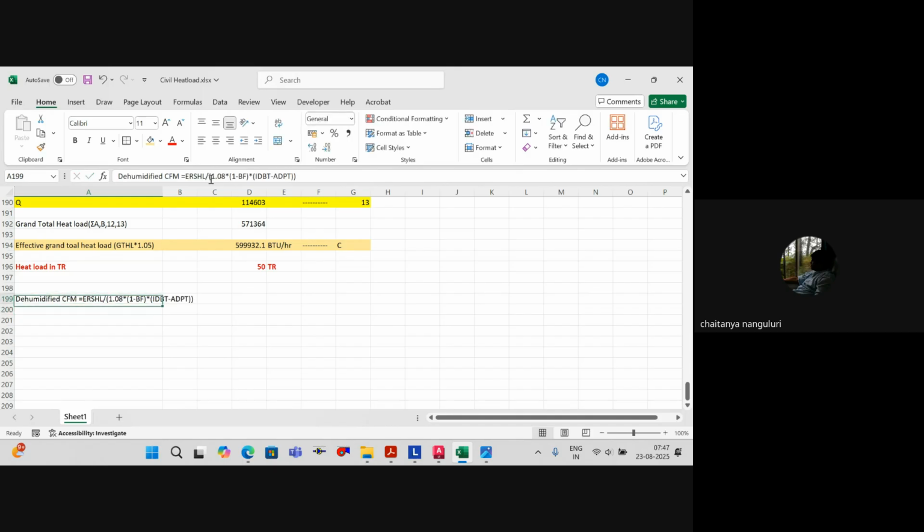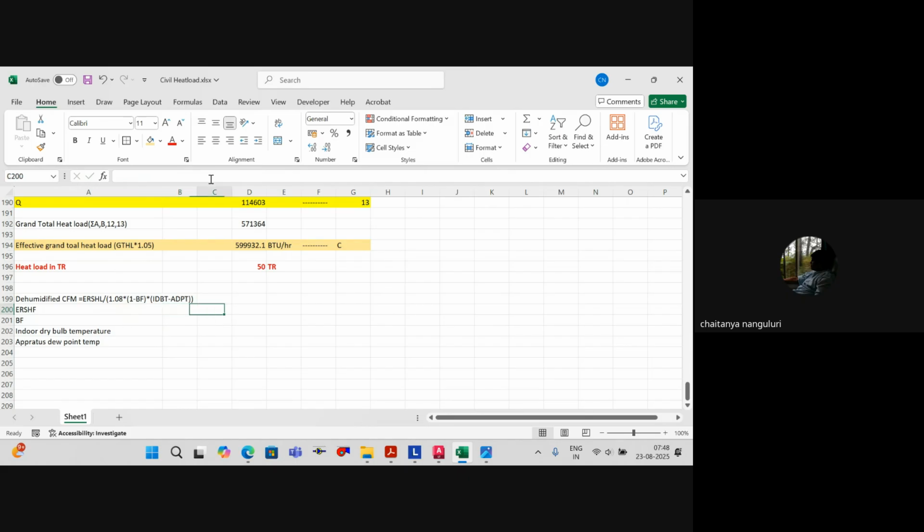You agree? So here, effective room sensible heat load, ERSH, we know it, and bypass factor is a parameter. Indoor dry bulb temperature, and then you have apparatus dew point temperature. I'm writing the full forms so that later, if you have trouble, you'll remember it. So in this, we'll try to get all the equations here.